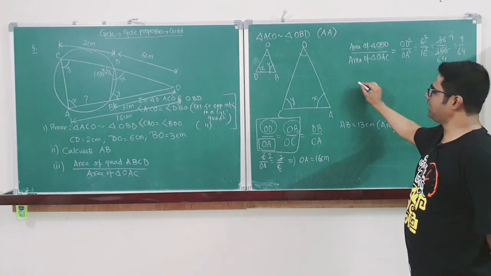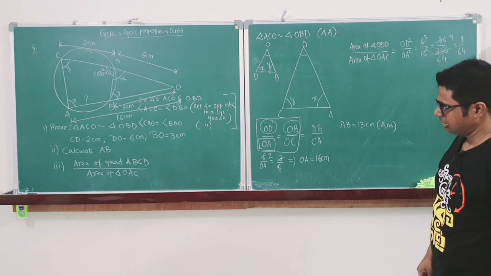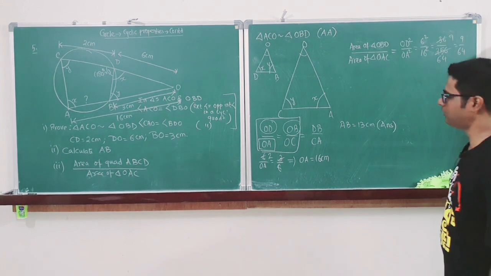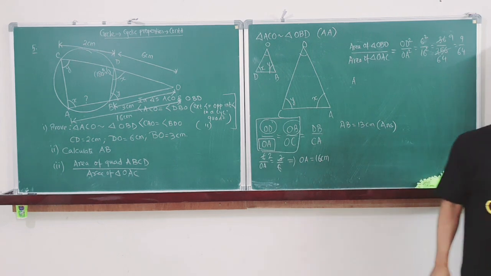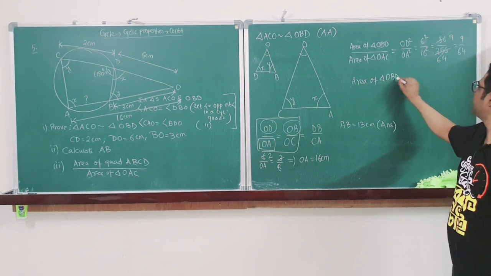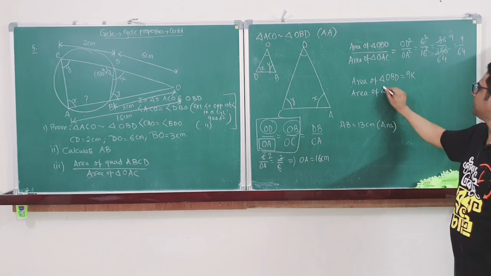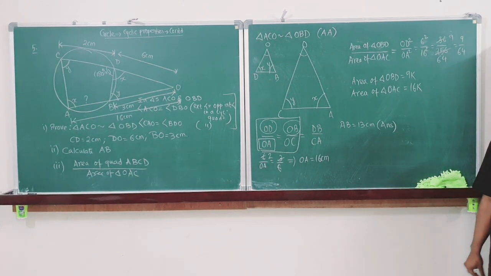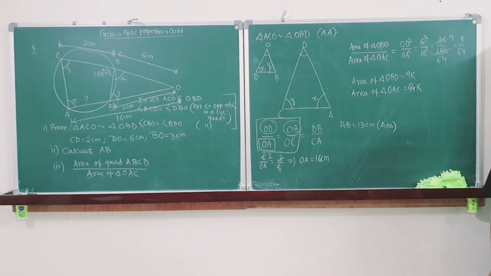If I take this triangle, OBD by OAC I have done, right? So at this moment what I need is, can I write this way in ratio? Area of triangle OBD is equal to 9K and area of triangle OAC is 64K. I can write like this ratio.